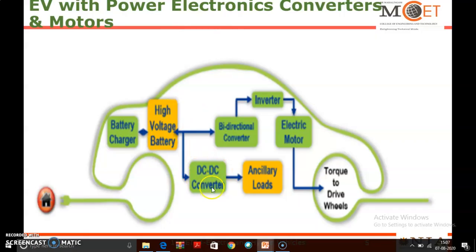And as I told already, this is a DC to DC converter system or a chopper system which can convert the fixed DC into the variable DC in order to power up the peripheral loads or ancillary loads like audio system, headlight system and all other peripheral load systems of the electric vehicle or electric car. So this DC to DC converter system or chopper system takes its input from the battery itself.